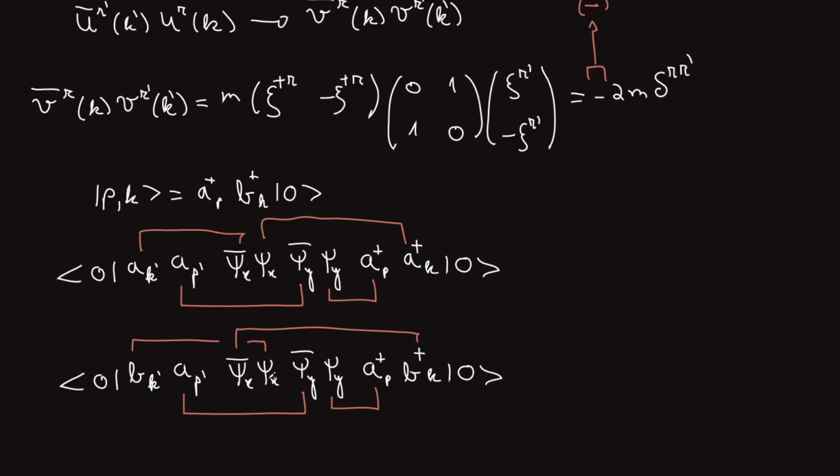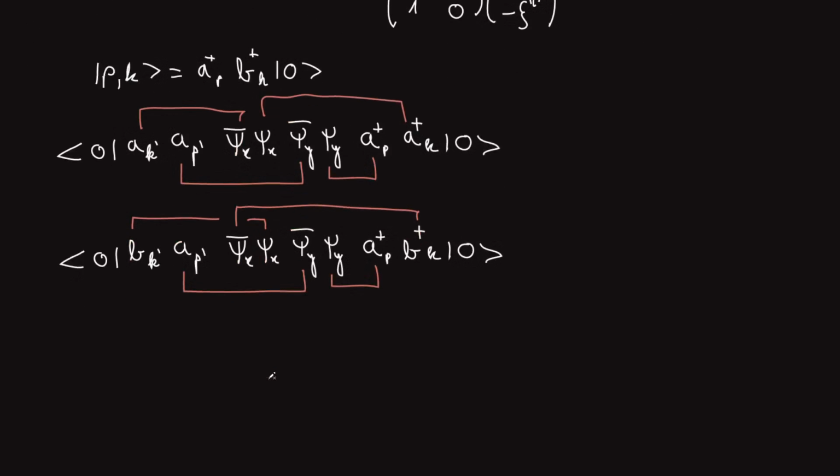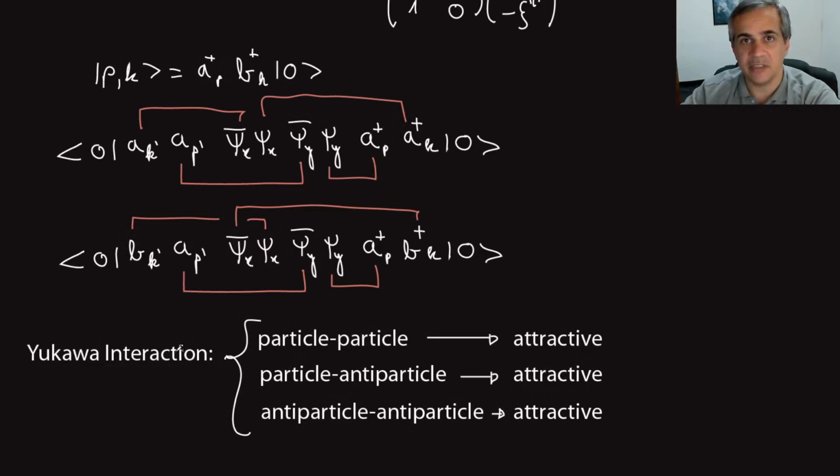So for the Yukawa, what we learn here is that for the Yukawa interaction, it does not matter if I'm scattering fermions with fermions or fermions with anti-fermions. The potential is always attractive, right? This interaction is always attractive. I didn't show this last one, antiparticle and antiparticle, but you can imagine it is the same, right?